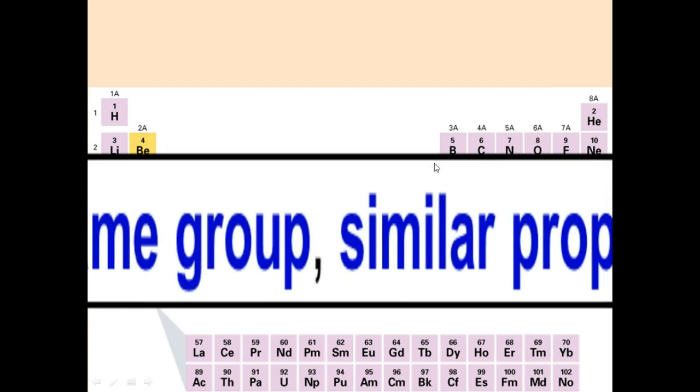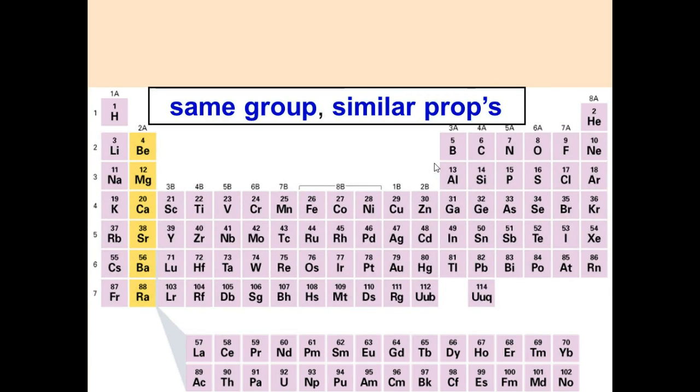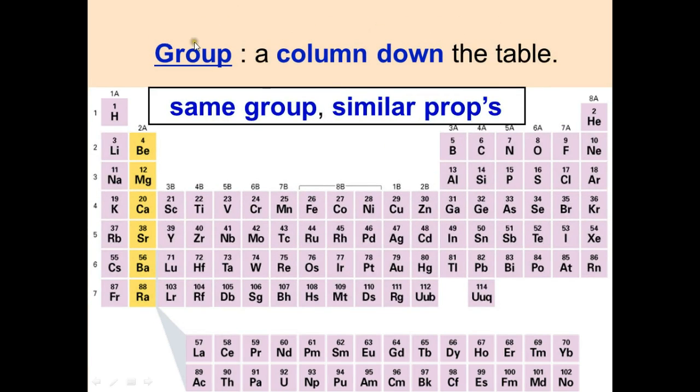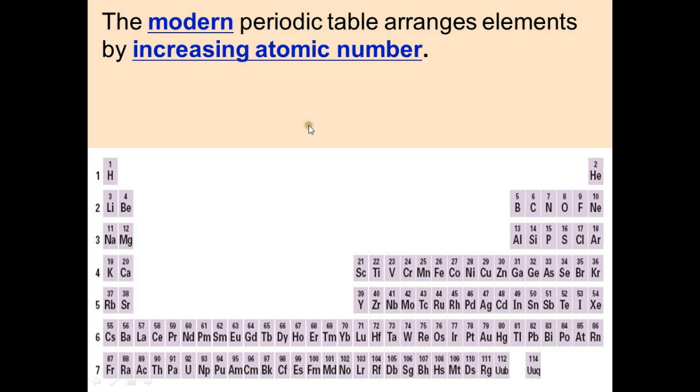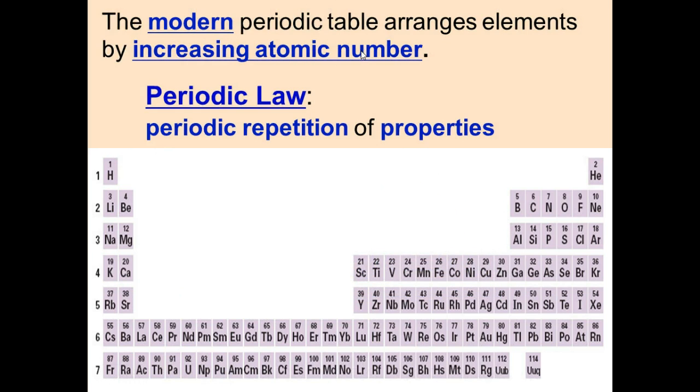Then we have vertical columns, which are groups, and it's important to know that groups have similar properties, and we'll talk more about that later in this unit. The modern periodic table arranges elements by increasing atomic number, and that was Moseley who decided to organize it like this. Periodic law is the idea that there will be repetition of properties, or periodic repetition. That's why it's called the periodic table, and I'll explain in a moment.